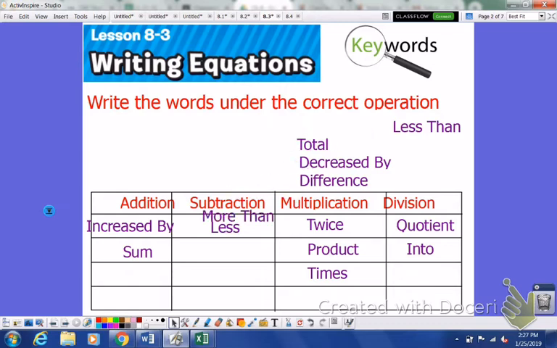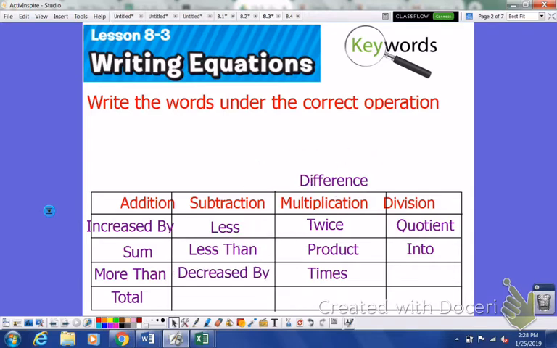Okay, more than, so there's more than something else, that's going to be addition. And then on the flip side, less than would be subtraction. A total, so think about like total area, we're adding. Decreased by, we're getting smaller, so that's subtraction. And difference, that's one of our key math terms for subtraction. So I would take a minute here, hit the pause button, and get all of those words filled in.